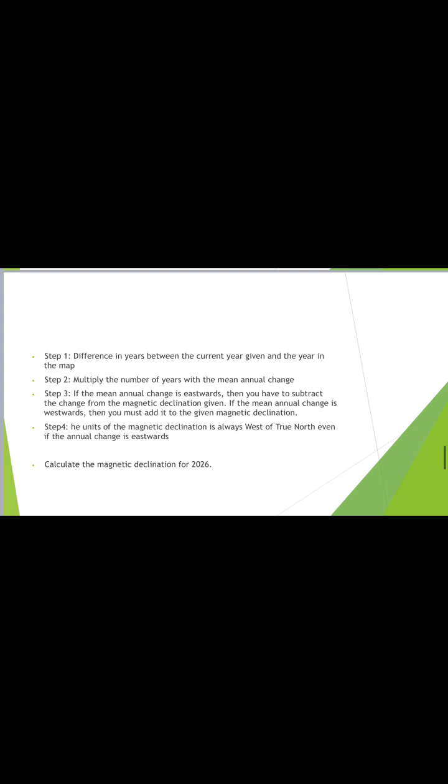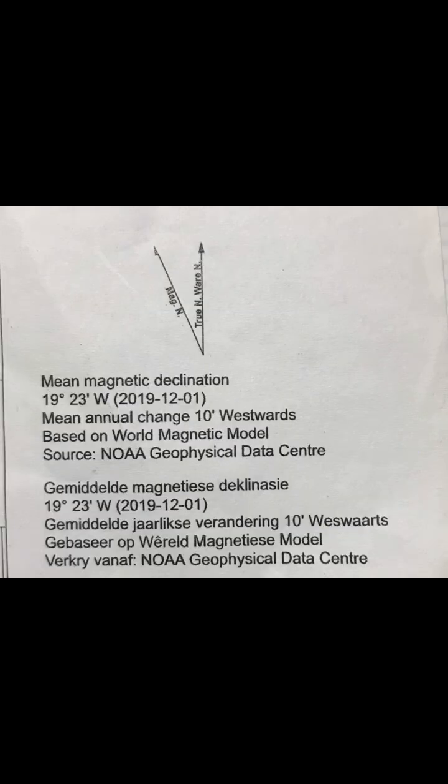Step 4, the units of the magnetic declination is always west of true north, even if the annual change is eastwards, which means that eastwards we have to subtract, but our magnetic declination will always be west of true north. Now let's calculate the magnetic declination for 2026. This is the magnetic declination that we will be using to calculate the new magnetic declination for 2026.